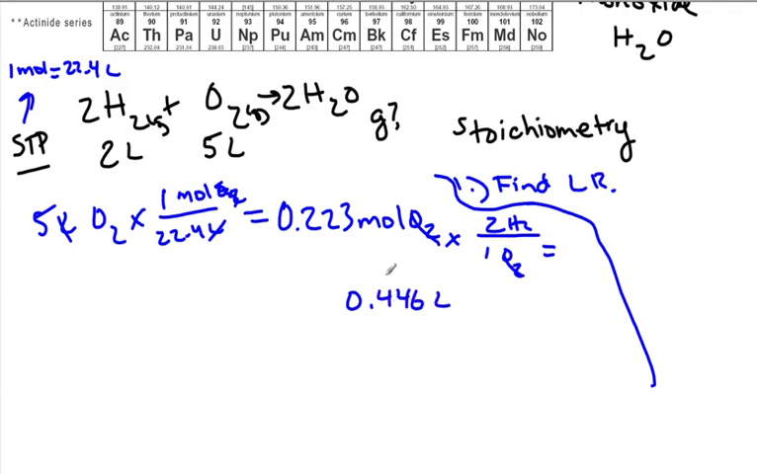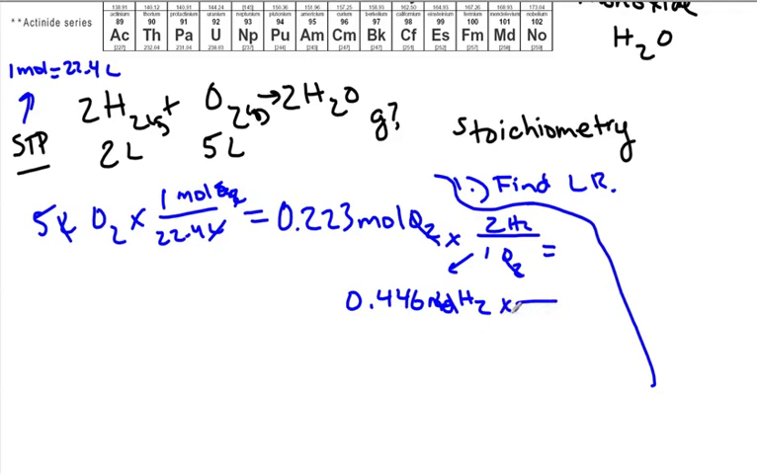0.446 liters of hydrogen. I'm bringing it down over here, of hydrogen, in order to make this reaction work. Well, do we have 0.446 liters of hydrogen? Oh, wait, moles of hydrogen. Sorry, this should be in moles of hydrogen. We know that we need to have 0.446 moles of hydrogen if we want to react 5 liters of oxygen. So do we have that?